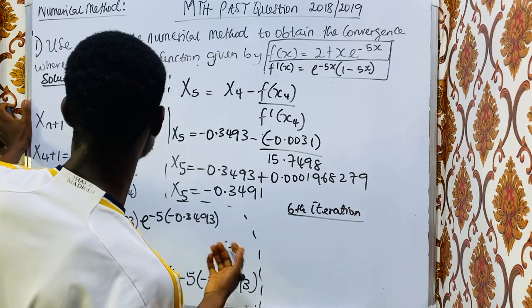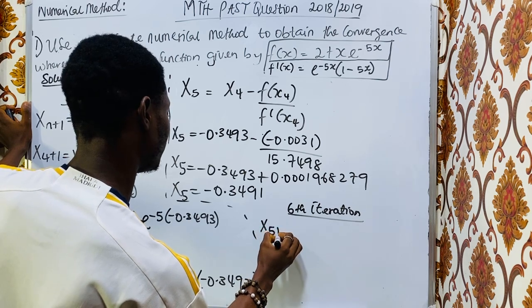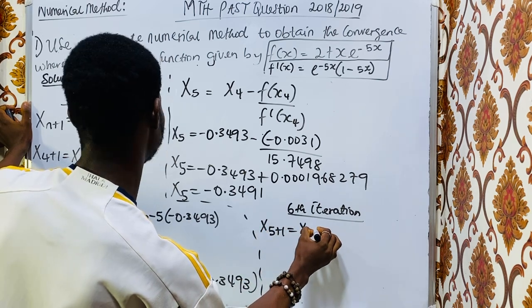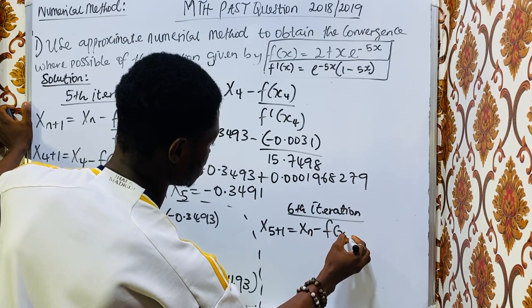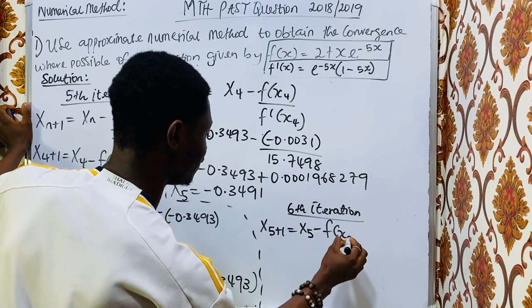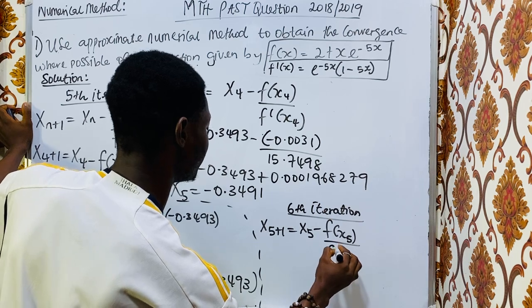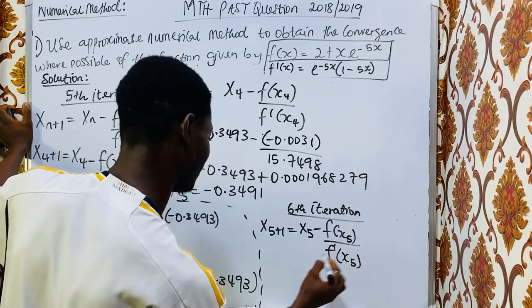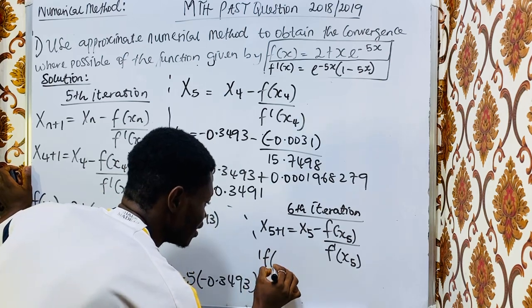My sixth iteration will be x5 plus 1 equals xn minus f of x. Okay, f of 5 all over f prime of 5. So let me find my f of x of 5.